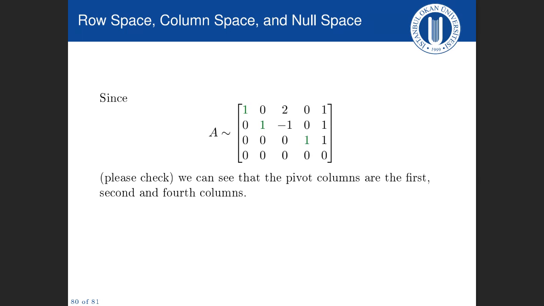Check this for me. Check that A is row equivalent to this matrix. This matrix has pivot columns in the first, second, and fourth columns. So we want the first, second, and fourth columns of A. In other words, the set containing V1, V2, and V4 is a basis for the span of V1 up to V5.